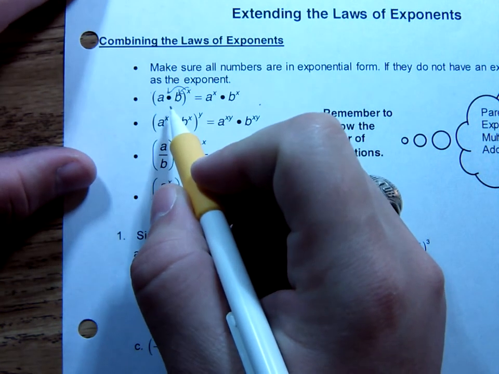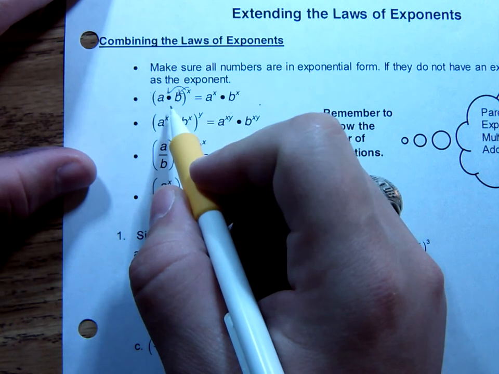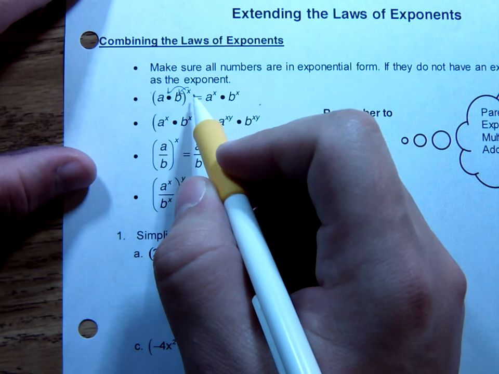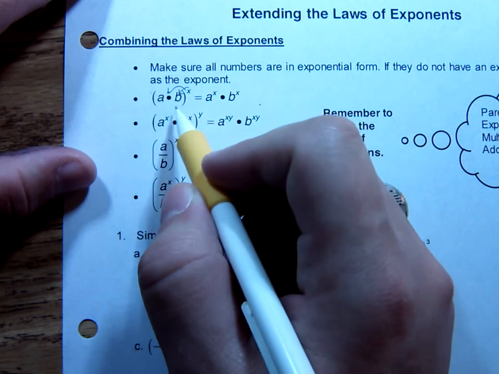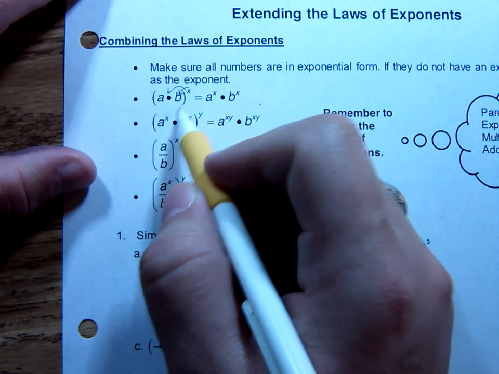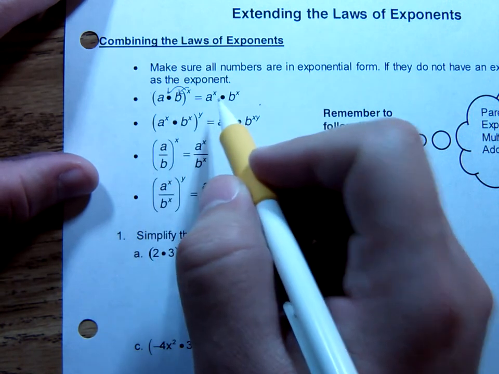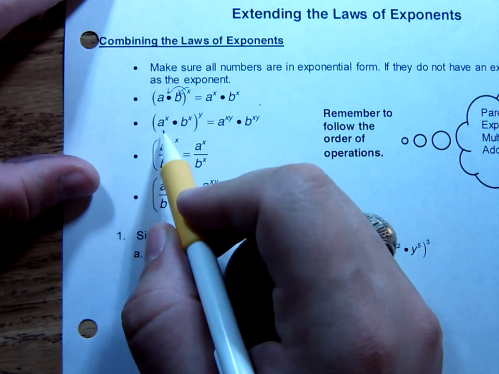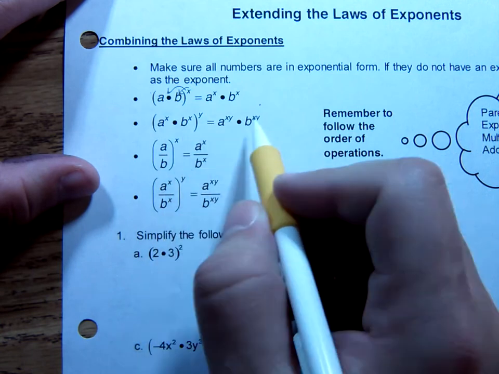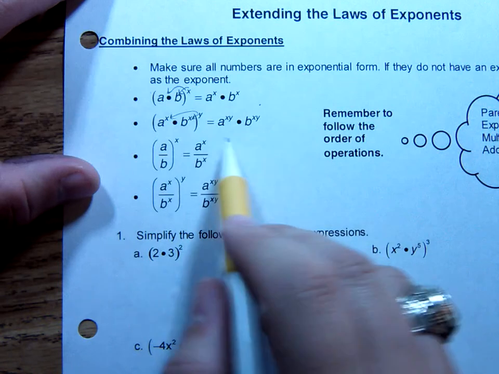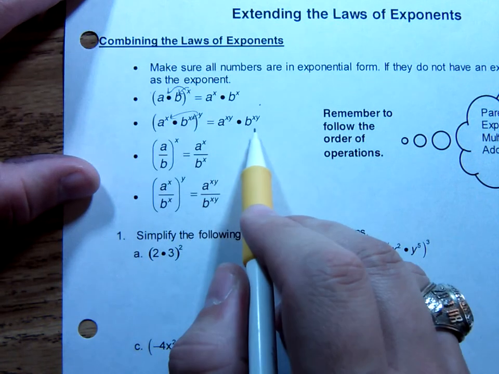When we start talking about FOILing later, one of my biggest mistakes that I have with juniors is they'll see something like a plus b to the x power, and then they'll try to distribute that exponent. But that only works for multiplication, so please keep that in mind. All right, if you have a to the x times b to the x, all raised to the y power, then you're going to end up distributing this over here, distributing this there. You have a to the xy power times b to the xy power.